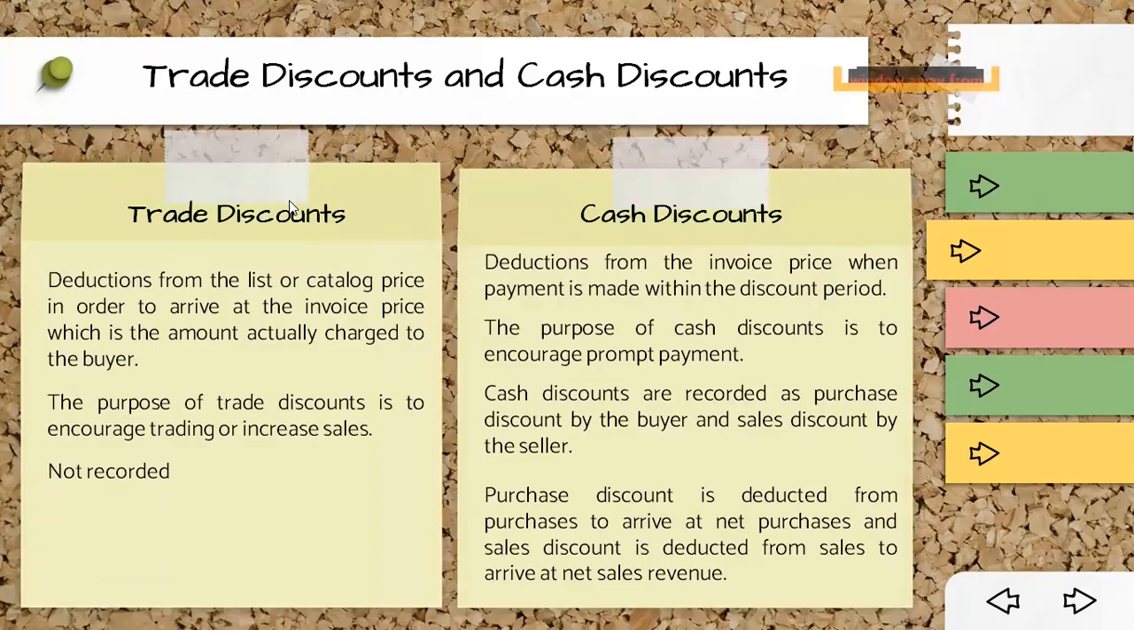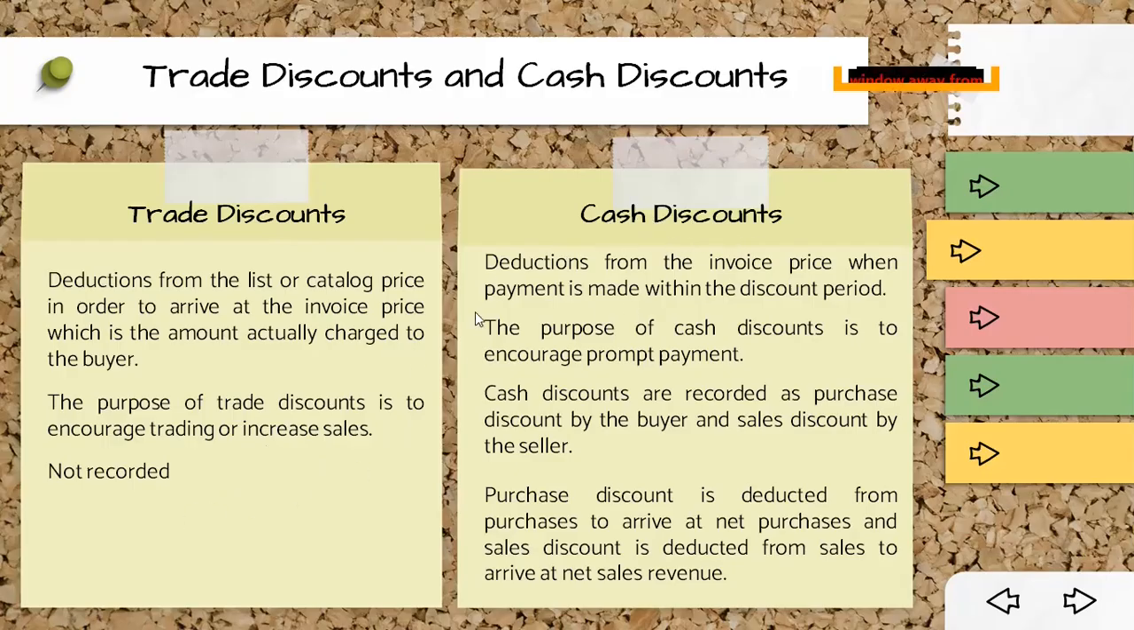So, we have trade discounts and cash discounts. So, this is again a review of what was discussed in Accounting 111 na in your basic accounting. So, just to review, trade discounts, these are deductions from the list or catalog price in order to arrive at the invoice price, which is the amount actually charged to the buyer. So the purpose of trade discounts is to encourage trading or increase sales, no? So just take note that trade discounts are not recorded in our books.